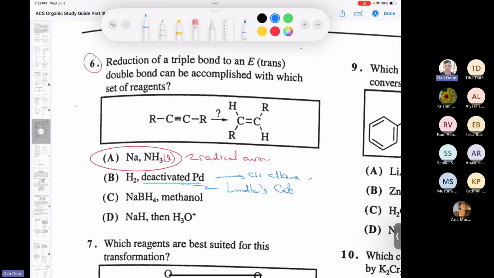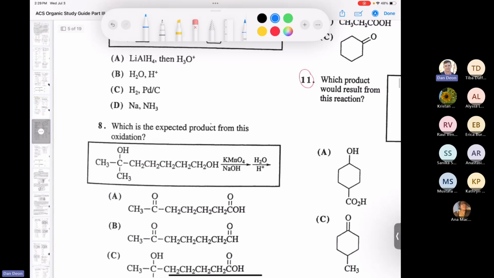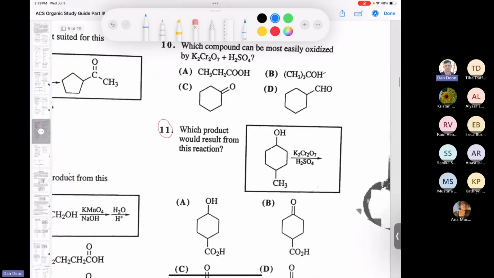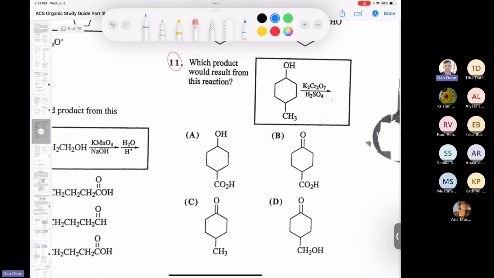Okay. Question number 11. Where is it? Over here. Well, not there. Over here. There we go. Okay. Which product would result from this reaction?